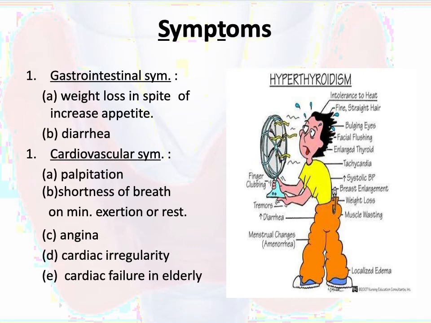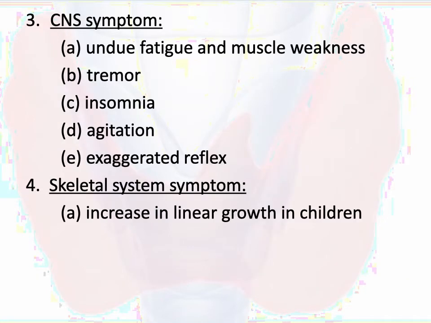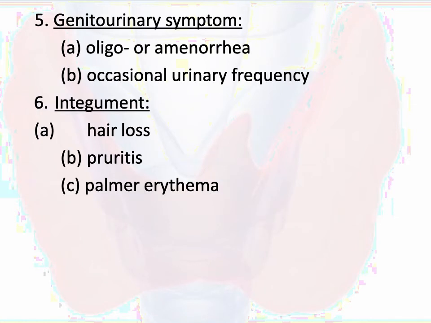So the cardiologist might send it to you, refer it to you. CNS symptoms: fatigue and muscle weakness, tremors, insomnia, agitation, exaggerated reflexes. Skeletal system symptoms: increased linear growth in children. Genitourinary symptoms: oligomenorrhea or amenorrhea, very important for the females, and occasionally urinary frequency, right? And there may be hair loss, pruritus, itching, and palmar erythema, very important. You can see the sign. The diagnosis is written on the hand.